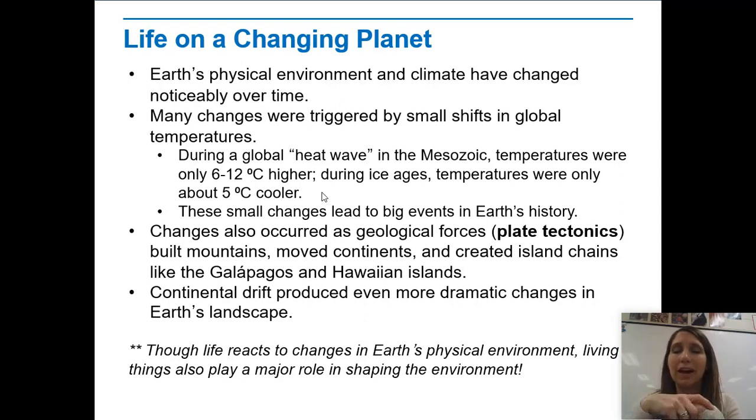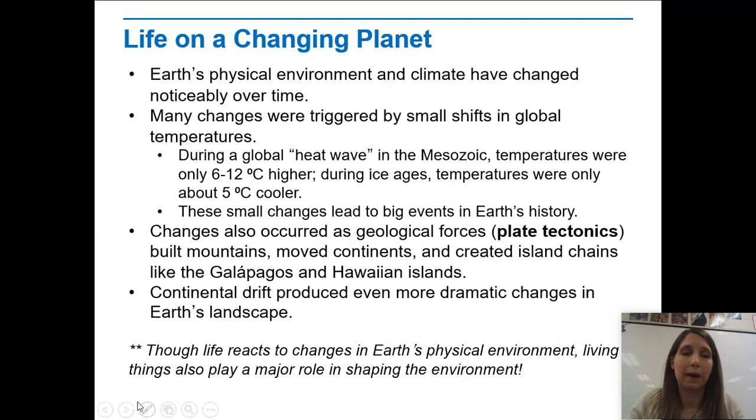So we've created islands, not we, but the Earth has created islands through this process. And those are mostly volcanic in this case, the Galapagos that we talked about with evolution, and then the Hawaiian Islands here. In addition to that, continental drift produced even more changes in Earth's landscape, and that is that process of these plates drifting apart, going from where we had one cohesive continent to now where we have several different continents throughout the world.